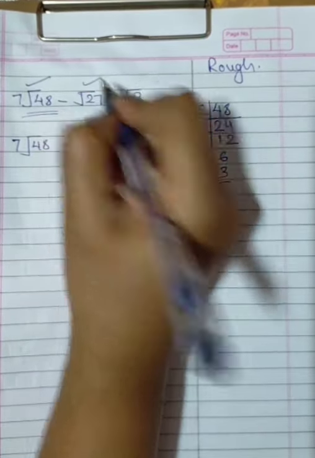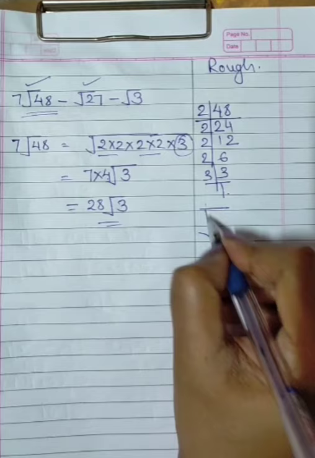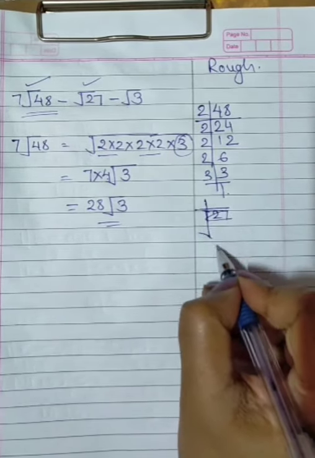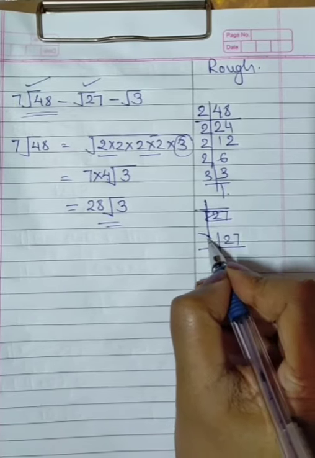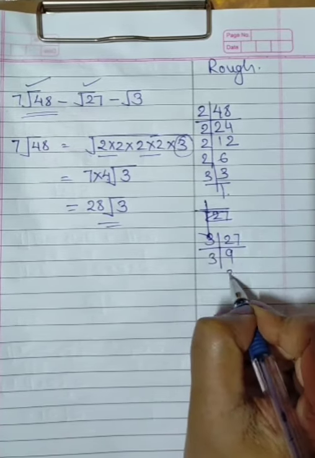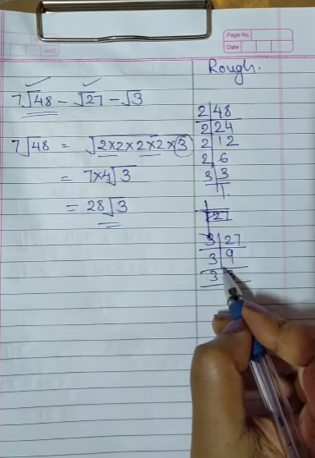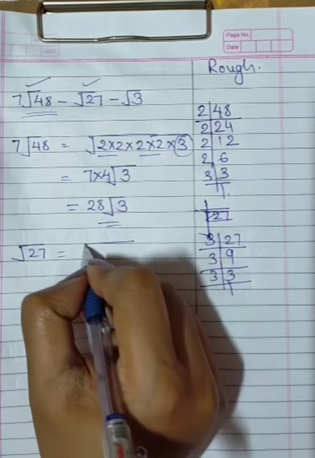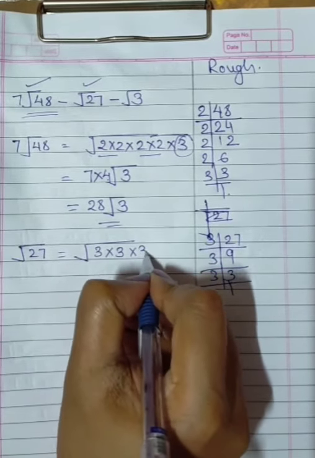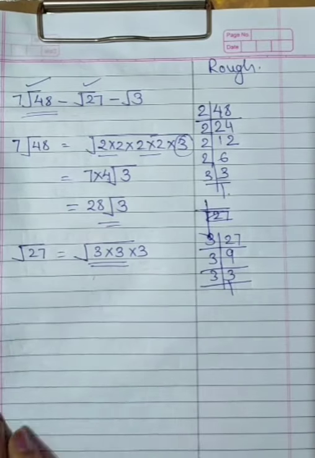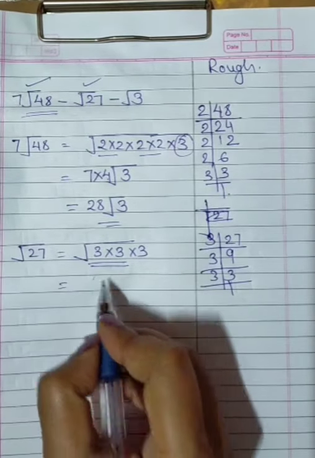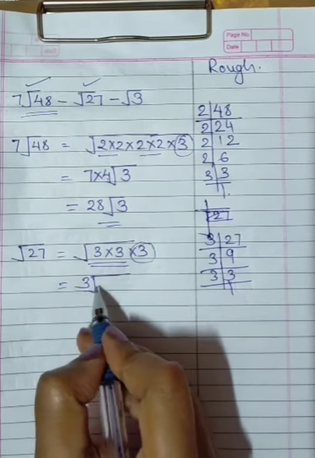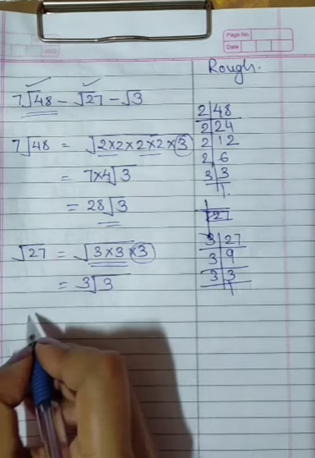Now second is what? That is square root 27 is given. So 27 here, 3 9s are 27, 3 3s are 9, and 3 1s are 3. We got 3 cube. I am writing here 27 equal to square root 3 into 3 into 3. Again we got a pair. So this pair will come outside of the radical sign as 3, and this remaining will come inside. Okay, now we got what?